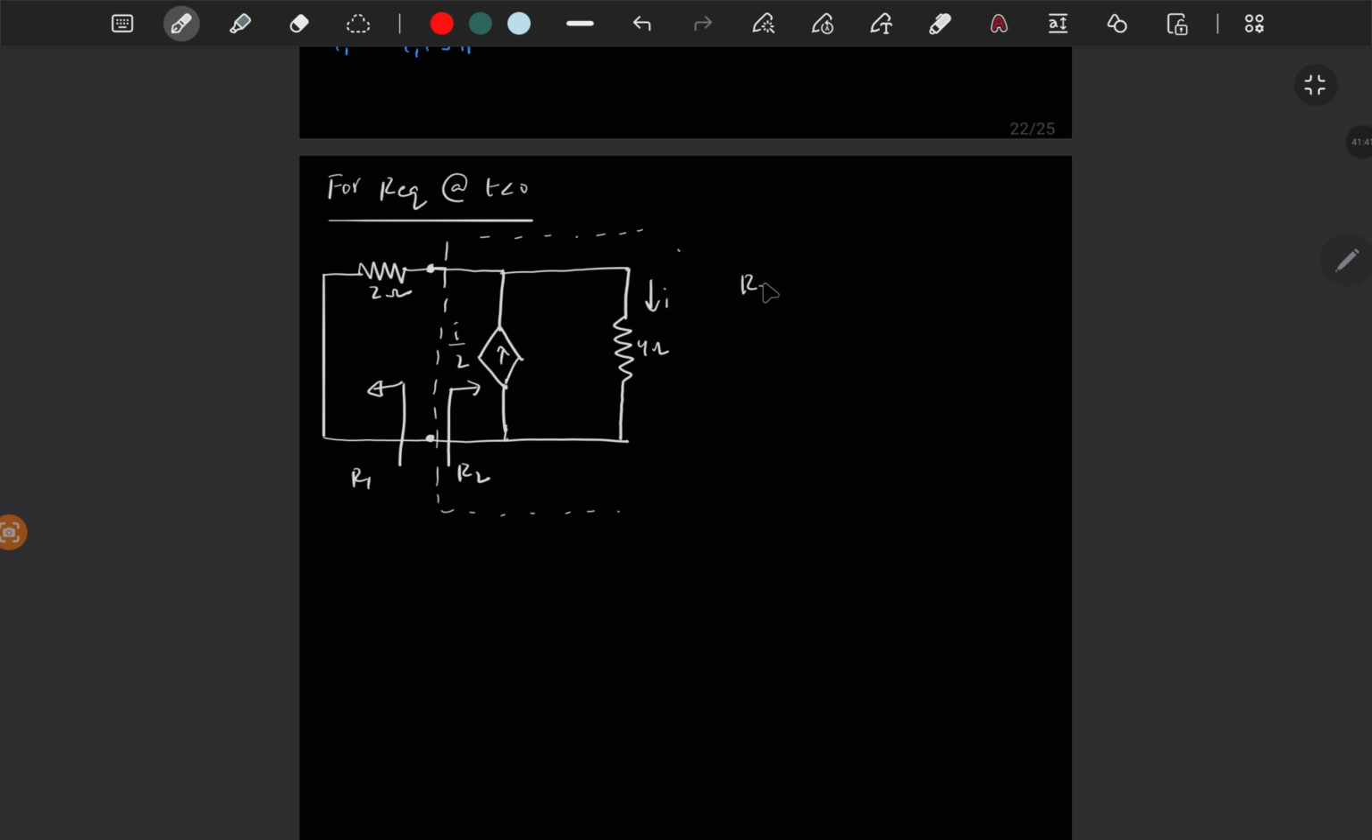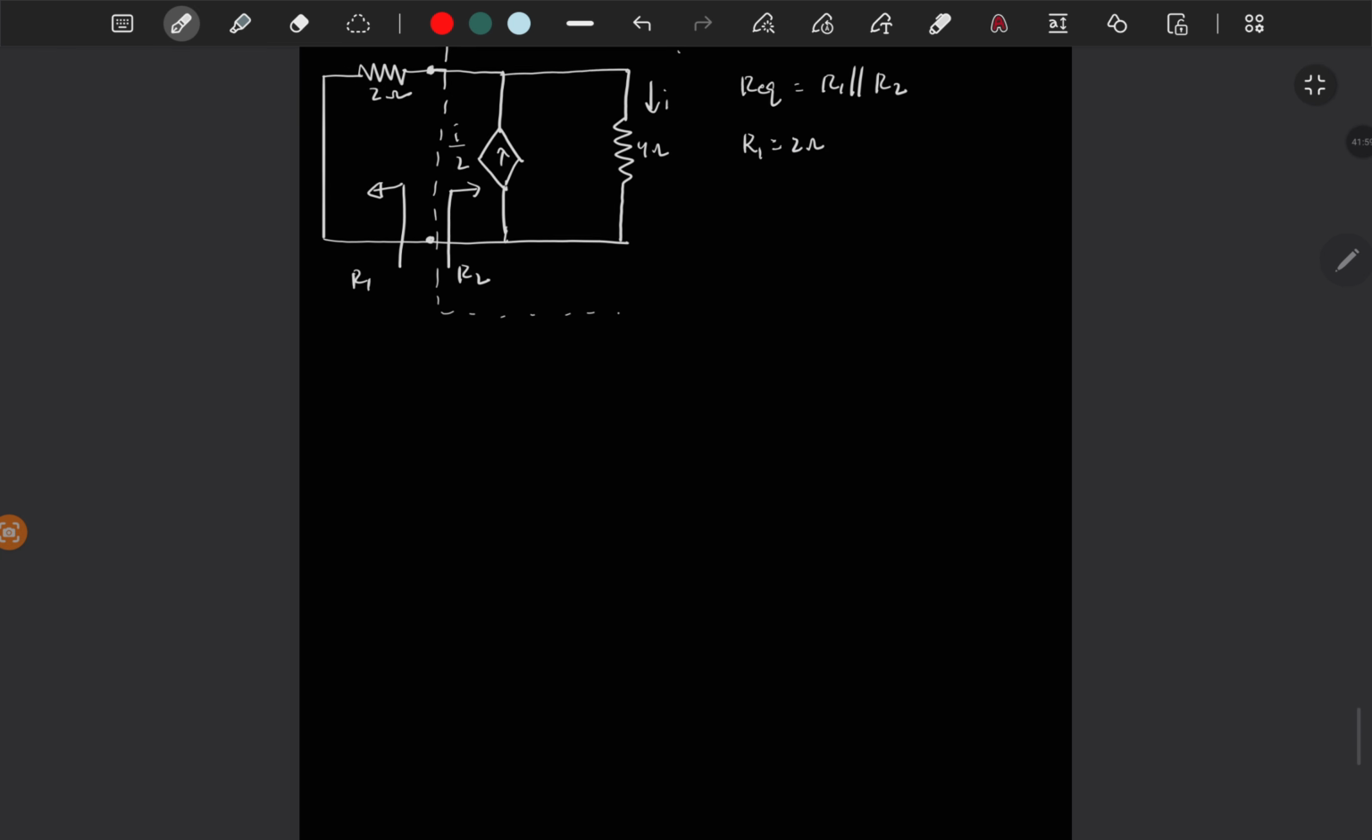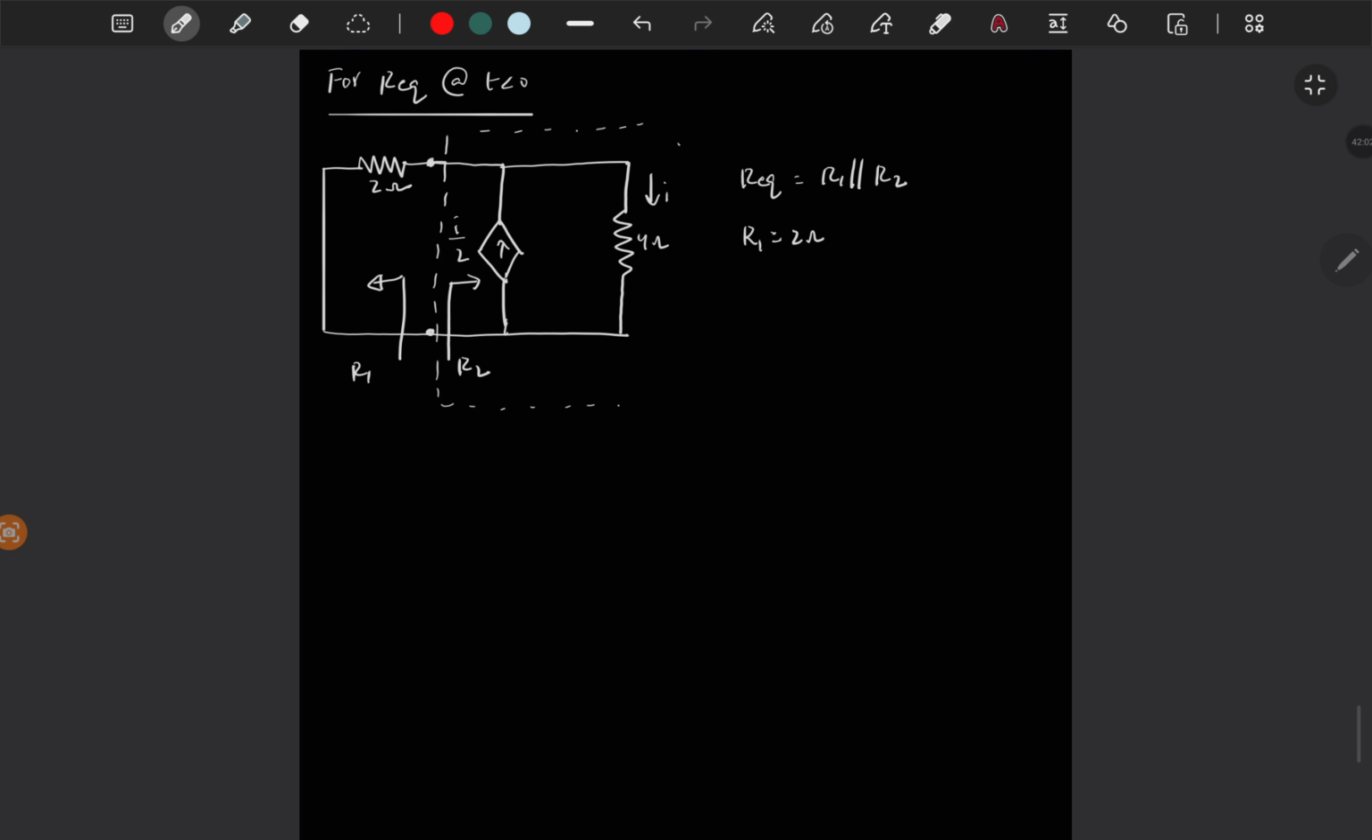So what is the R equivalent? If you have two resistors between two terminals, it should be in parallel. So R equivalent is nothing but R1 parallel R2. R1 we know it is 2 ohm. Now we just have to find R2. So forget about this left side R1. Now you have to find only this right side equivalent resistance. How will you find that?